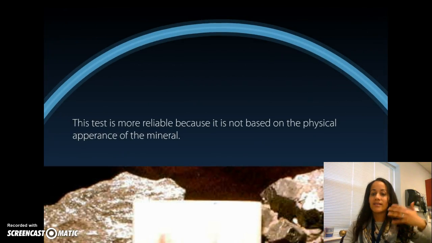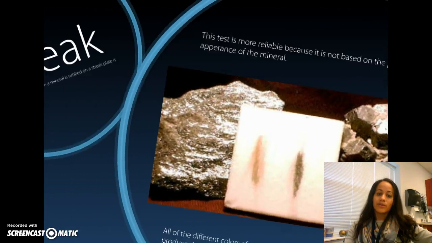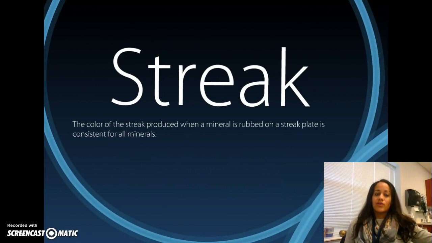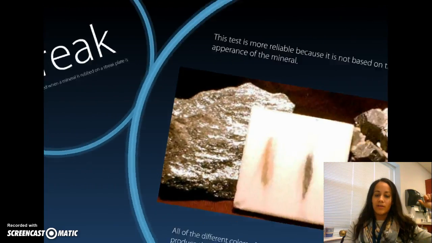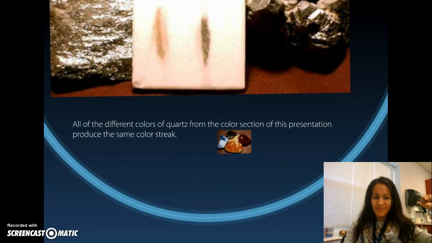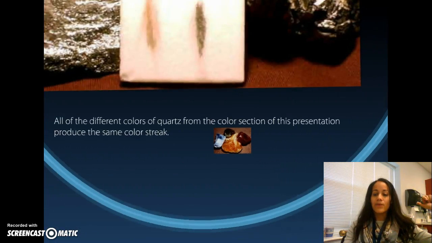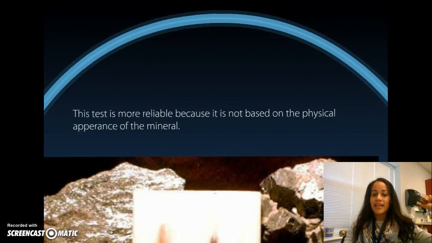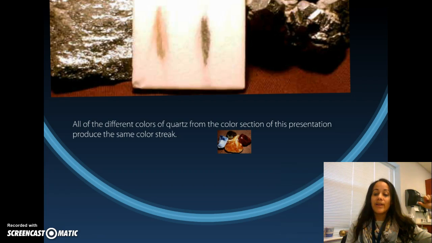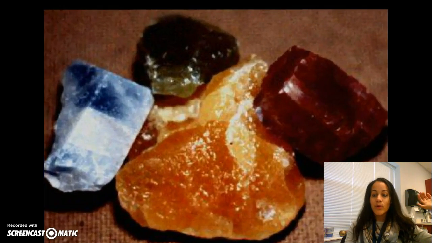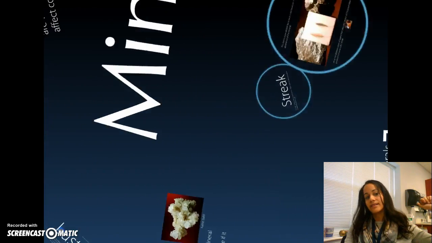So it's more reliable because it's not based on the physical appearance of a mineral, it's based on a chemical property that is the same no matter what mineral sample it is. So the color of the streak produced when a mineral is rubbed is consistent for all minerals. For another example, all the different colors of quartz that I showed you in this picture, if you rub them on a streak plate, they will produce the same color. So it's a better way to say this is a sample of quartz. So streak is more reliable than color. But let's look at some other properties.